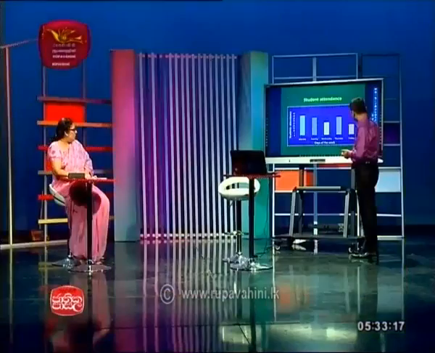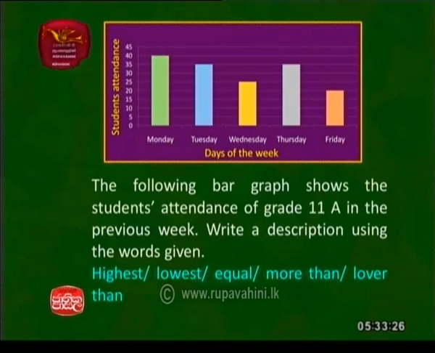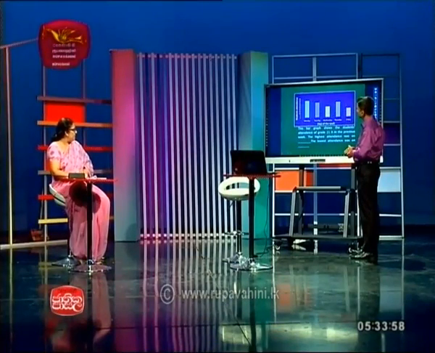Now let us see how to write a paragraph using them. The question is given: the following bar graph shows the students' attendance of grade 11A in the previous week. Write a description using the words given. So the information is there, and the words highest, lowest, equal, more than, lower than are the words you usually use. Now let us see how we can write a paragraph.